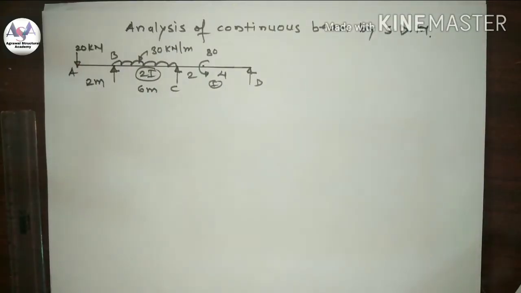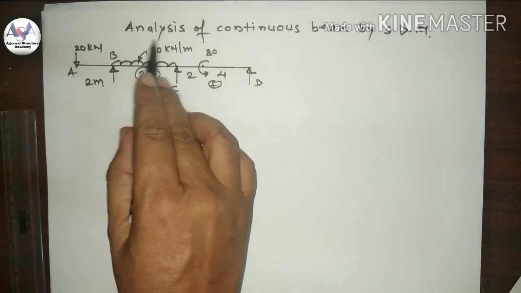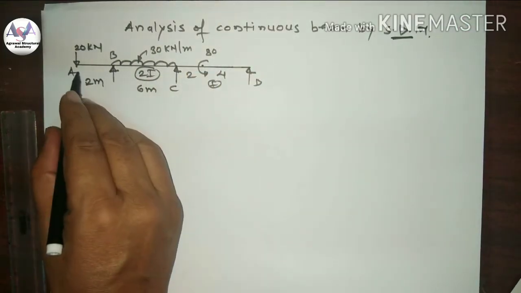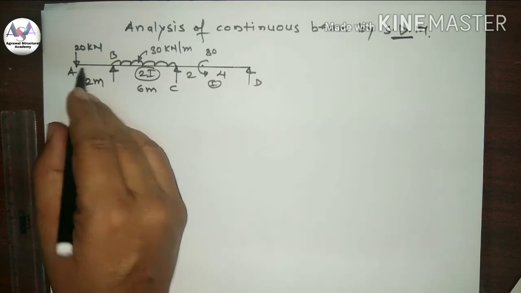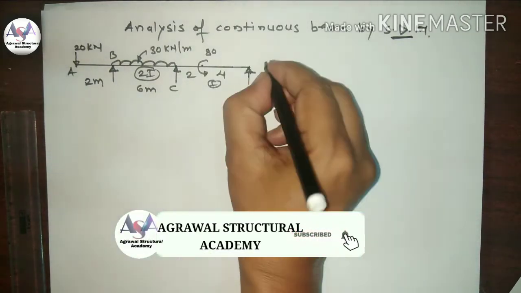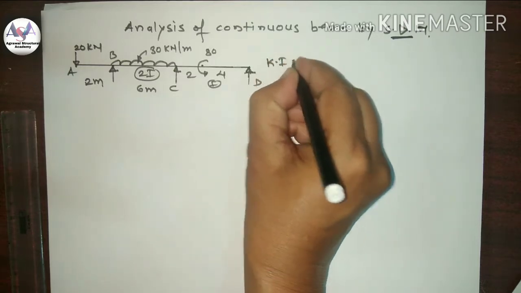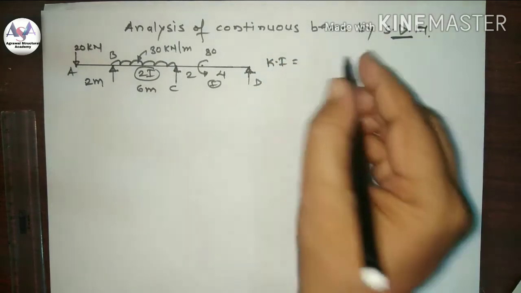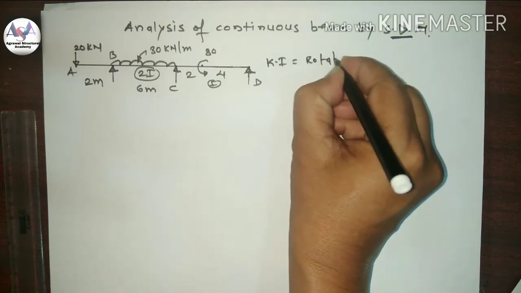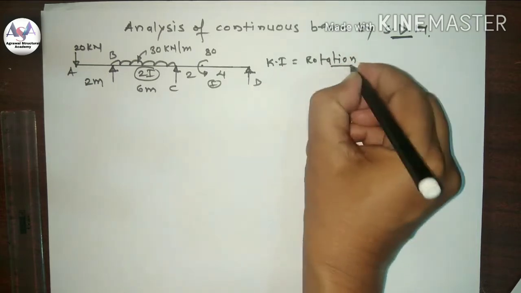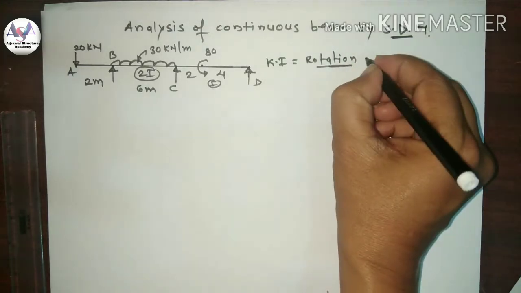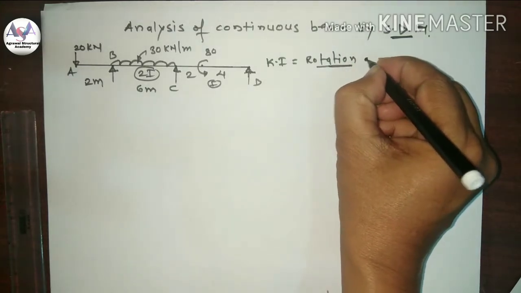Hello, welcome friends. Here today we analyze the continuous beam by the SDM slope deflection method. This beam has one end as an overhang and the last end simply supported. As per procedure, we know the first step is kinematic indeterminacy, where we generally take the rotation, because axial force is not acting, so we generally consider the rotation at the support.